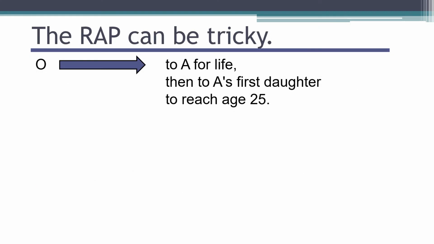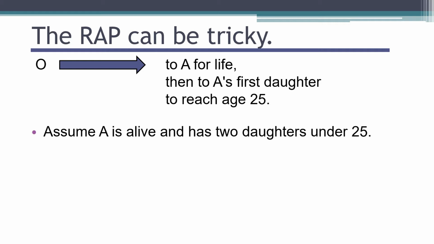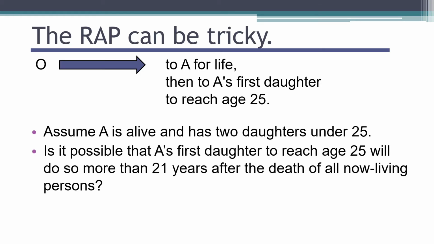Now, applying the rule can be a little tricky. Let's take this example. To A for life, then to A's first daughter to reach age 25. Let's assume that A is living and has two daughters, both of whom are under 25. So the condition on the contingent remainder to the daughter hasn't been satisfied yet because neither daughter has reached age 25. Well, is it possible that A's first daughter to reach age 25 will do that? In other words, that the remainder will vest more than 21 years after the death of everybody who's now living.